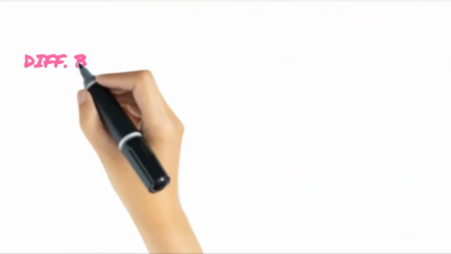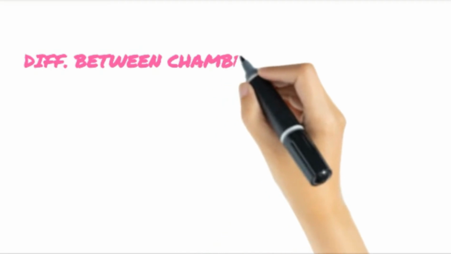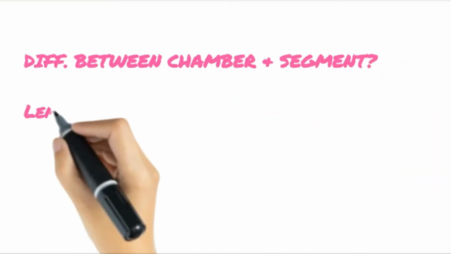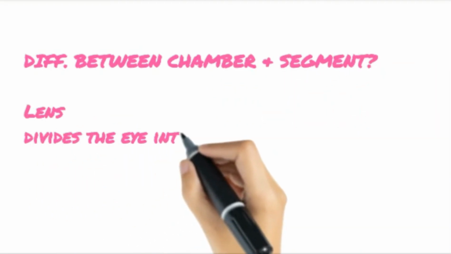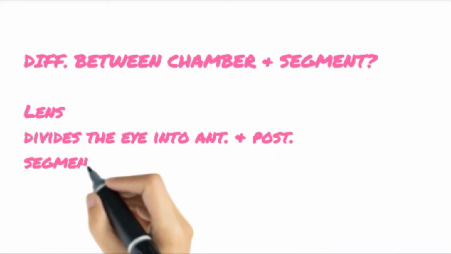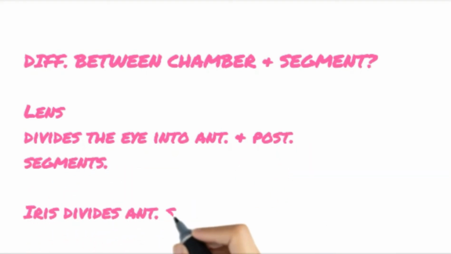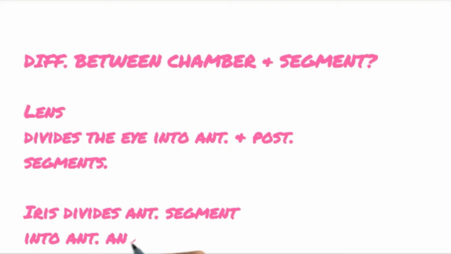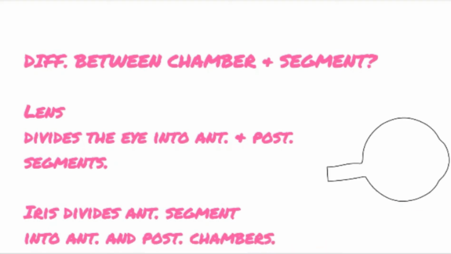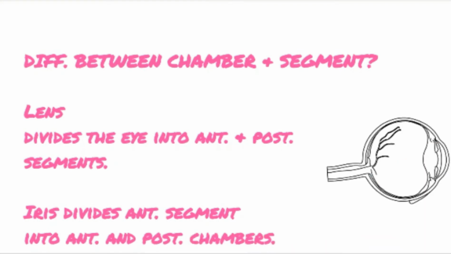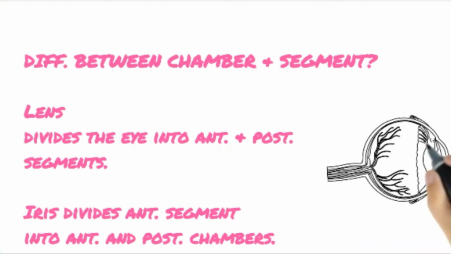Now you must be asking me what is the difference between the segment and the chamber. So guys, lens here divides the eye into anterior and posterior segment, and iris divides anterior segment further into anterior and posterior chamber. So here we have the structure of the eye where lens is dividing eye into anterior and posterior segment, and iris further divides anterior segment into anterior and posterior chambers.